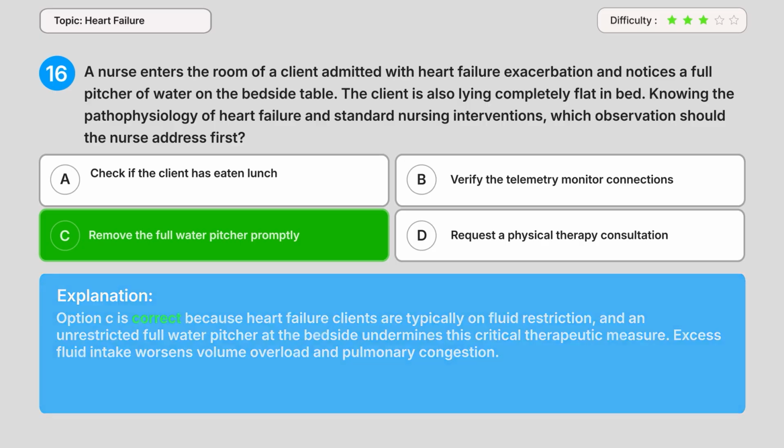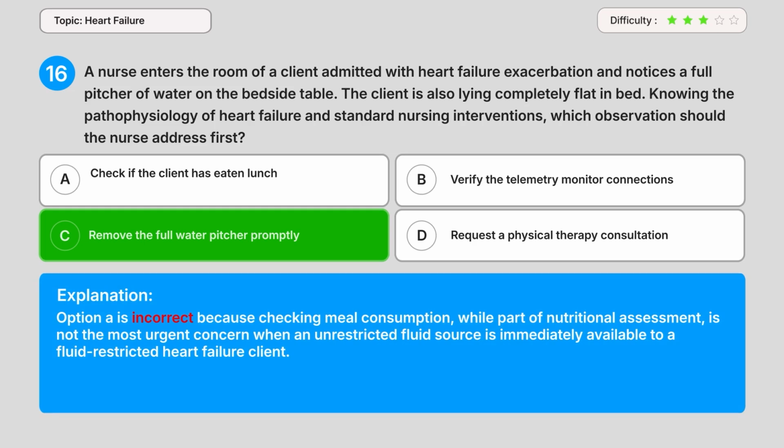Option A is incorrect because checking meal consumption, while part of nutritional assessment, is not the most urgent concern when an unrestricted fluid source is immediately available to a fluid-restricted heart failure client.